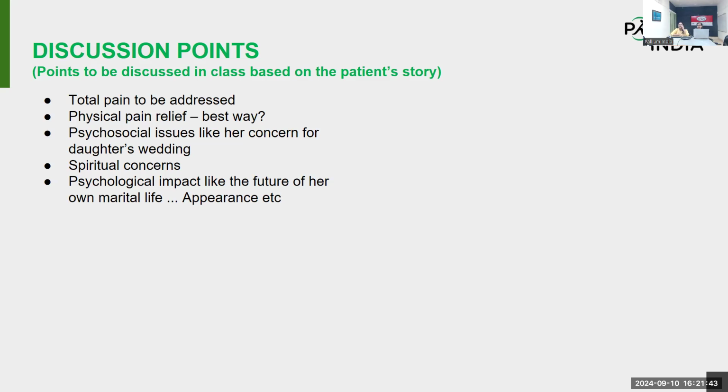What do you mean by total pain? Total pain means physical, psychological, social and spiritual. We have to focus on all. This is the total pain. So physical pain relief, which is the best way for physical pain relief? Any comments from the participants other than Sumati? I'd like to hear from others.